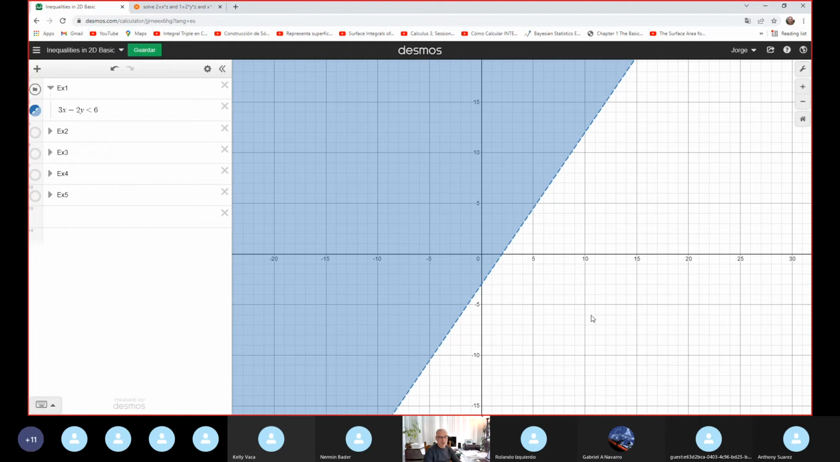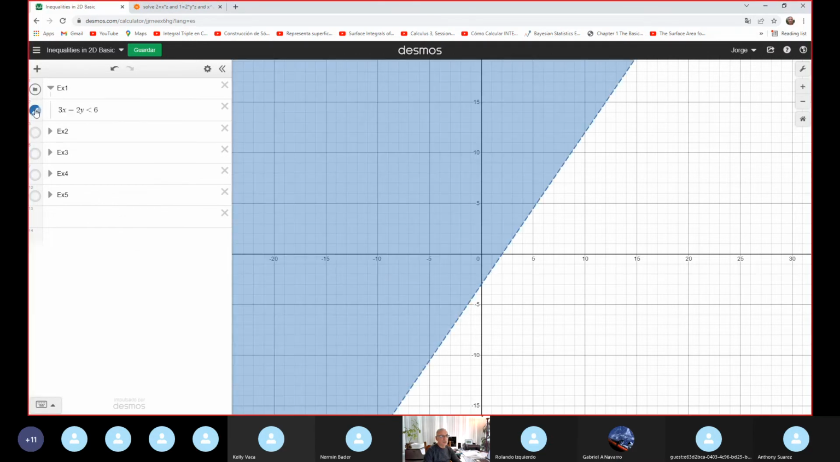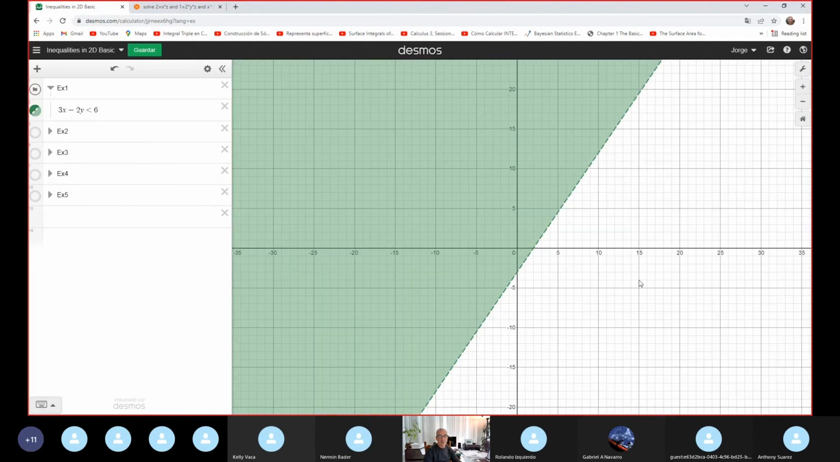The blue region is what I highlight in green color, just like changing the color. How do you change the color? You click here, hold the mouse, and change the color. Green. End of the story. Any question?